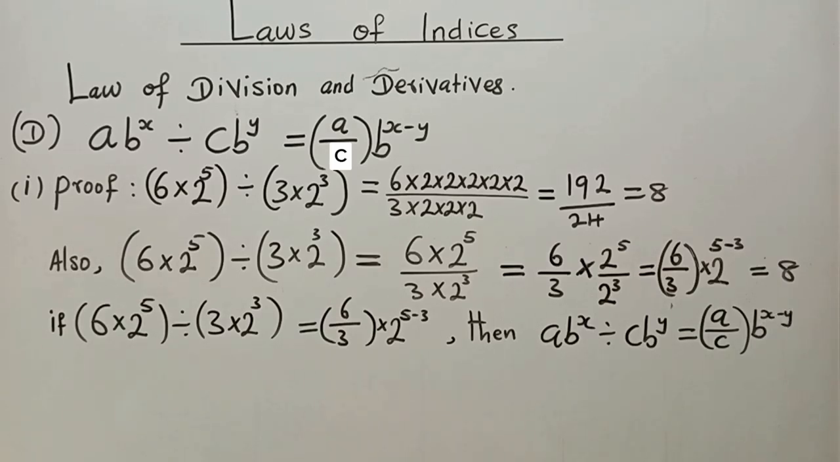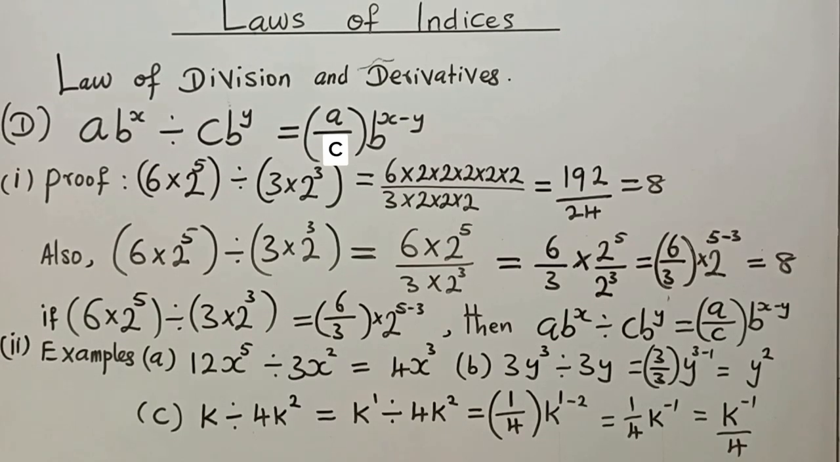Let us see some examples of number operations that conform to this law. And here are the examples. The first one says 12x to the power 5 divided by 3x to the power 2. Obviously, when this divides 12, the answer is 4 based on this law. And then we now have x to the power 5 minus 2 based on a law we have learned earlier, and the whole thing is equal to 4x to the power 3.